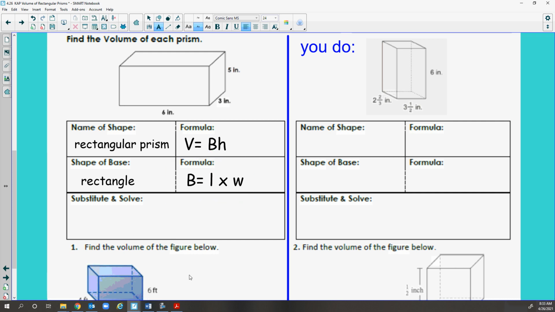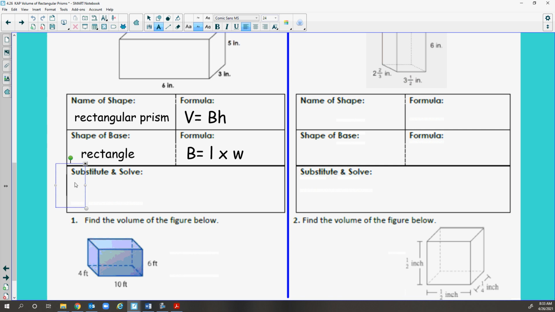Now we just have to substitute and solve. To find the area of my base, I can do base equals length times width. Base equals 6 inches times a width of 3 inches.